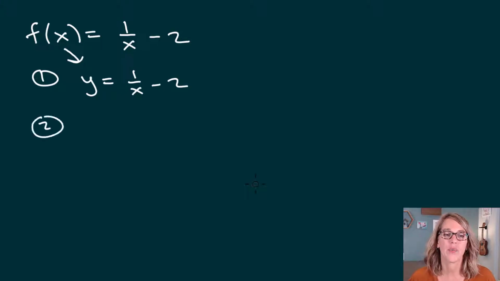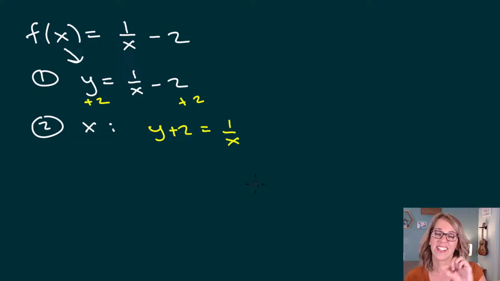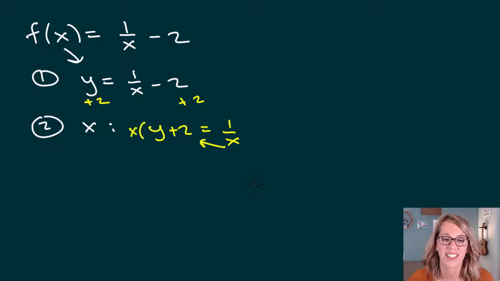Step number 2, we are going to solve for x. Okay, as we're solving, I need to add that 2 to both sides. So plus 2, I end up with y plus 2 is equal to 1 over x. I need to cross multiply or multiply both sides by an x. If I multiply both sides by an x, I can cancel the x over here on the right-hand side. I get a 1, and over here I get an x times y plus 2.